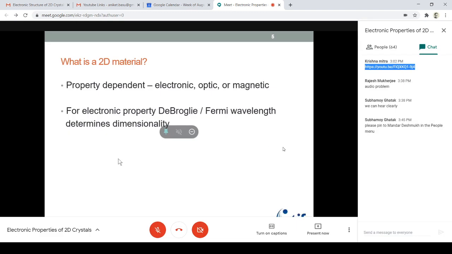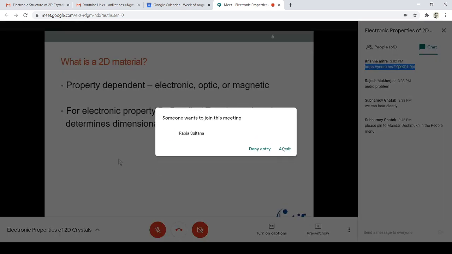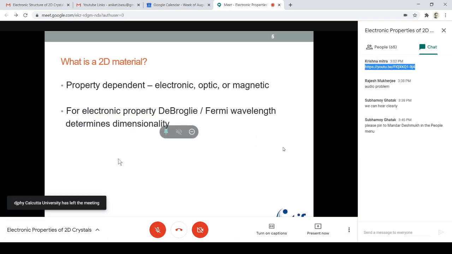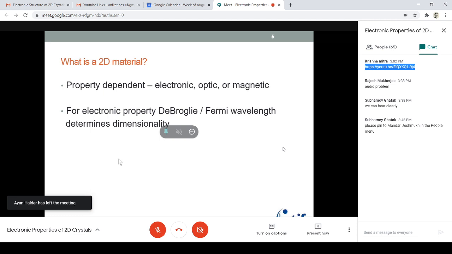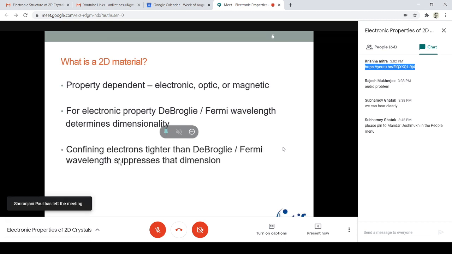For electronic property, the de Broglie wavelength, which is sort of the extent of the wave function of the electron, or in the case of metals or semiconductors, the Fermi wavelength, these two quantities are the same thing. They determine what the dimensionality is. If you want to ask, for electronic property, what's the dimension of the system, you really have to say, what are the dimensions of the material relative to its de Broglie wavelength or Fermi wavelength. If I make a material thinner than the de Broglie wavelength or the Fermi wavelength, then I suppress that dimension.